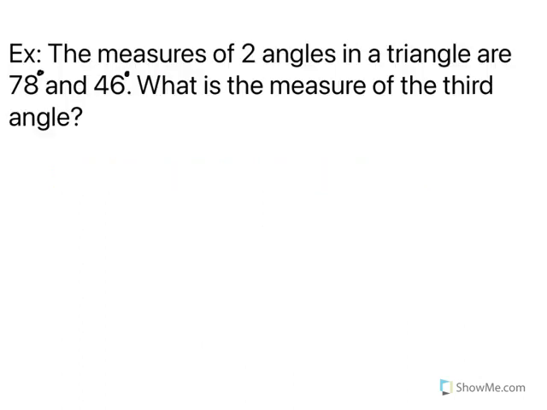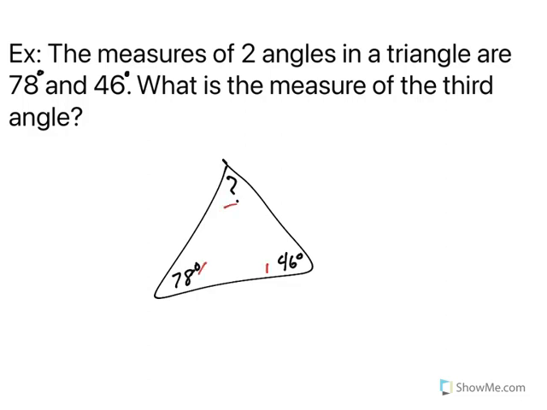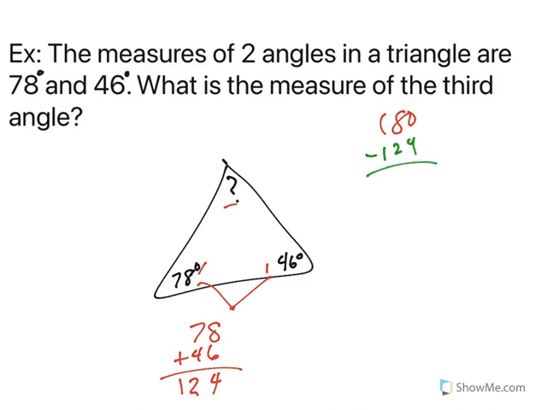Always. Okay, so knowing that, the measures of two angles in a triangle are 78 degrees and 46 degrees. What is the measure of the third angle? Let's just say this one is 78, this one is 46, this is our unknown. Well, I know that all three together is 180. What are these two? If I take 78 plus 46, I get 124. Then the total is 180, and I subtract 124, I get 56. So our third angle is 56 degrees.